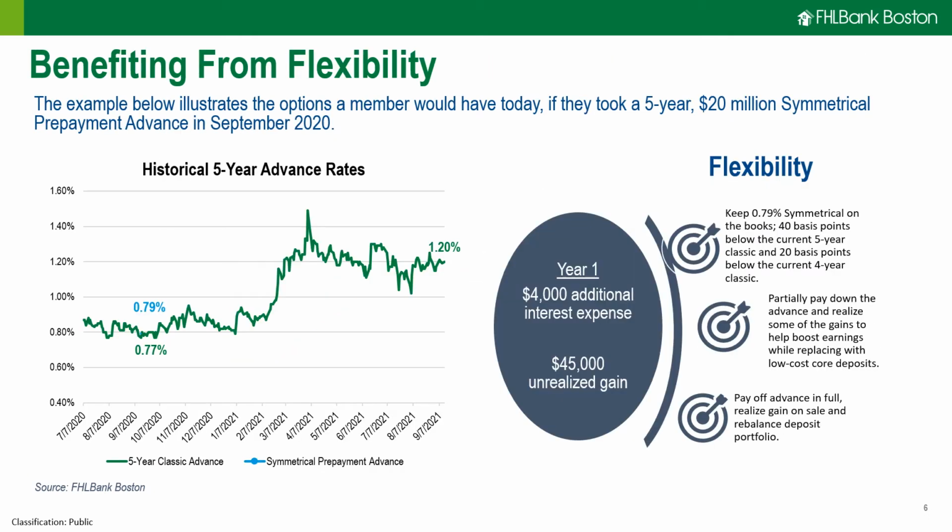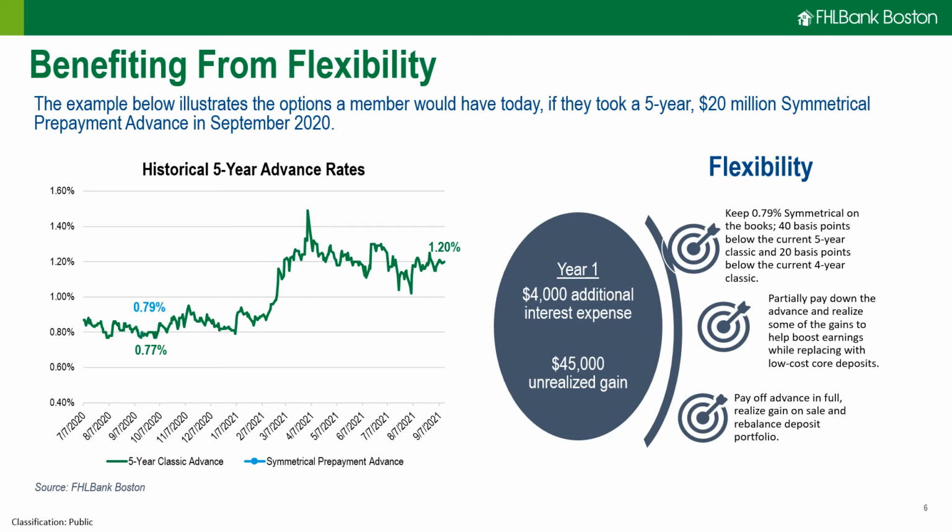All right, so now that you have the overview of what the advance is, you know how the pricing is, and you know what happens in different rate environments, we're going to look at an actual example here. And so we're going to look at a $20 million symmetrical prepayment advance, and we're going to go back in time to September of 2020 and say what would happen if you took the advance back in September 2020 and where we are today.